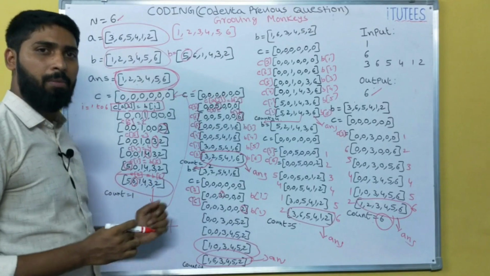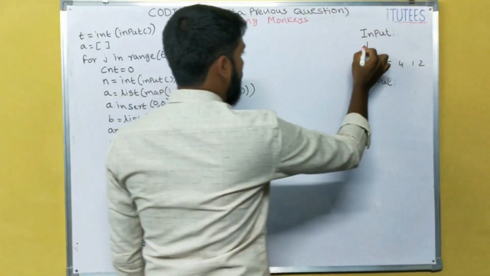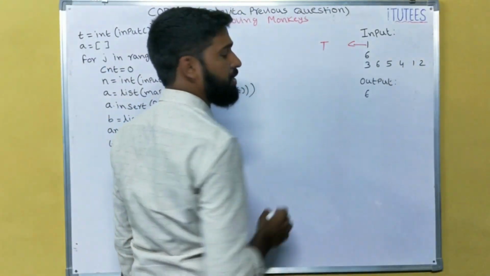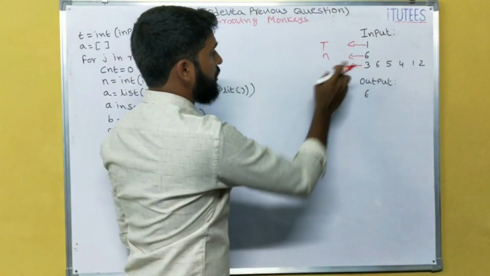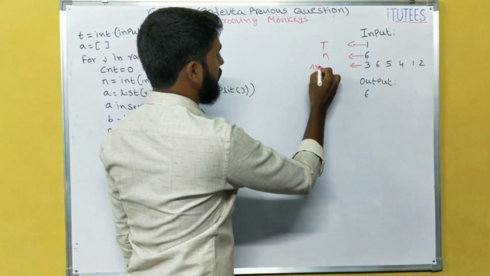Now we can see the program. So this is the number of test cases. So this is the n. So these are the array elements.